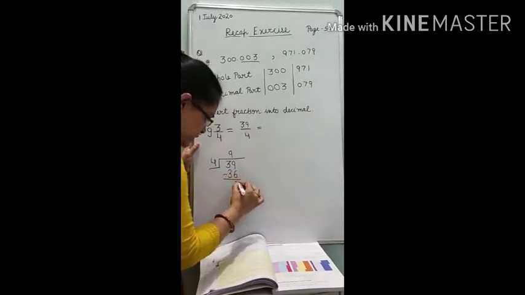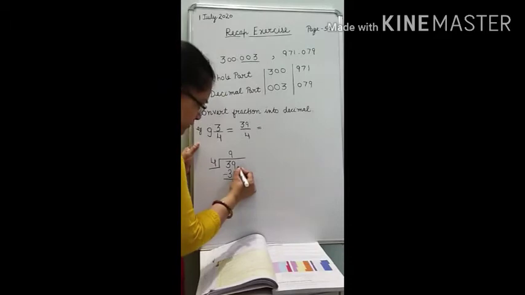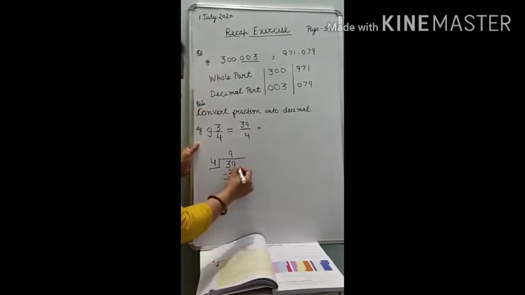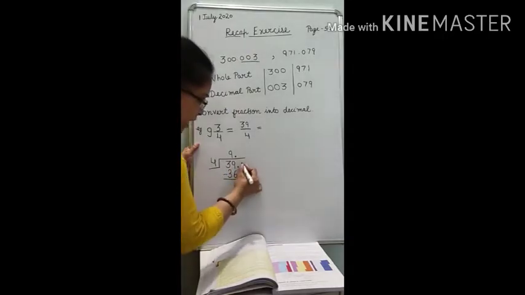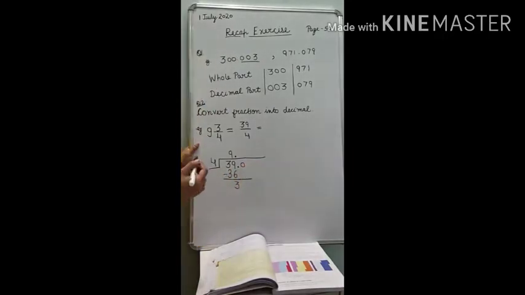While you subtract, you get 3. Now you have to put the decimal point and this decimal point will shift upward. And now you can increase the 0. Class, as I told you yesterday, that you can increase any amount of numbers you want.